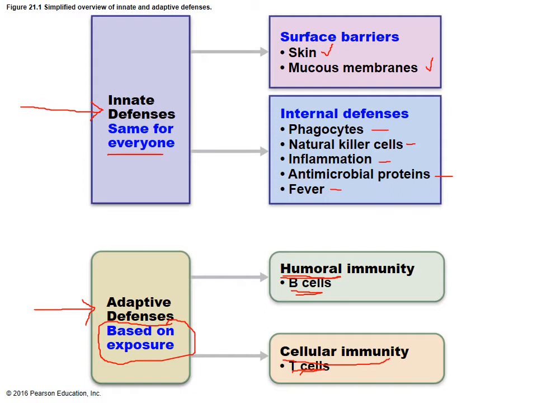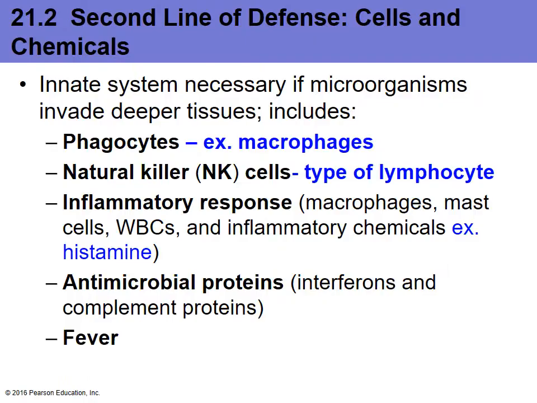So let's go ahead and talk a little bit more about our innate defenses. And then as we progress through the chapter, we're going to go into adaptive. That way we'll get a nice little overview of everything that's going on in our immune system.